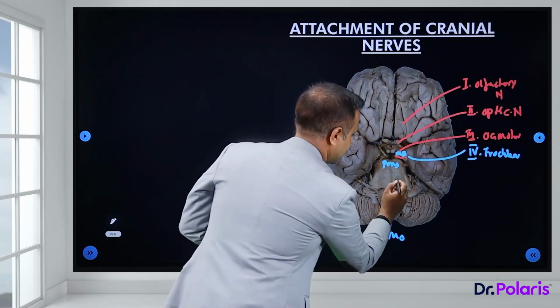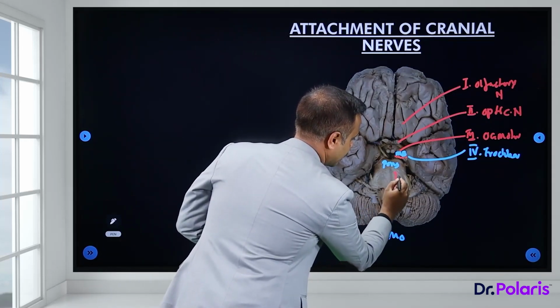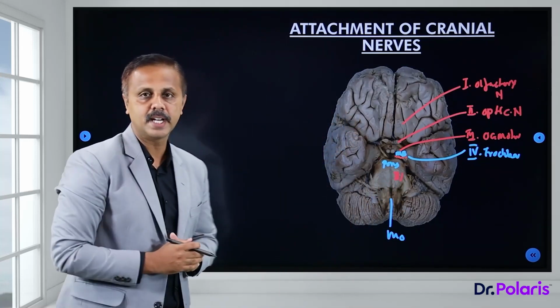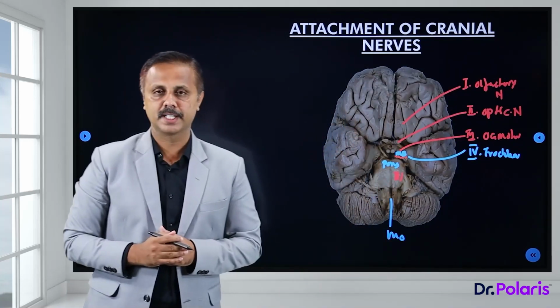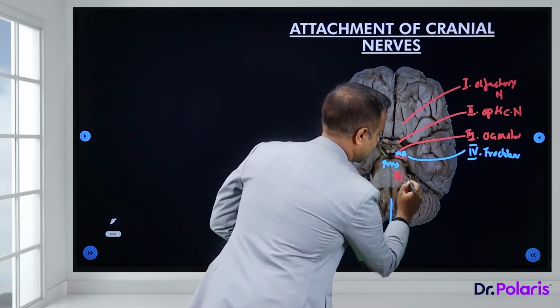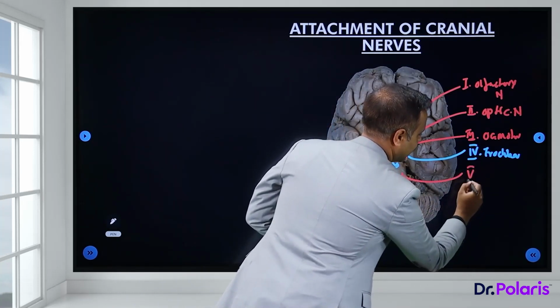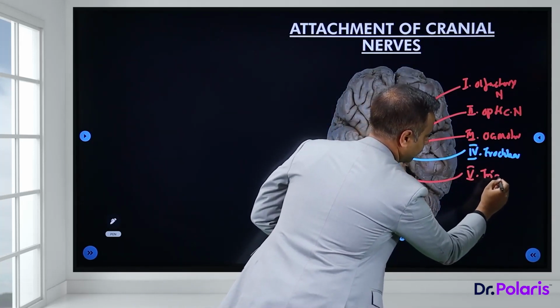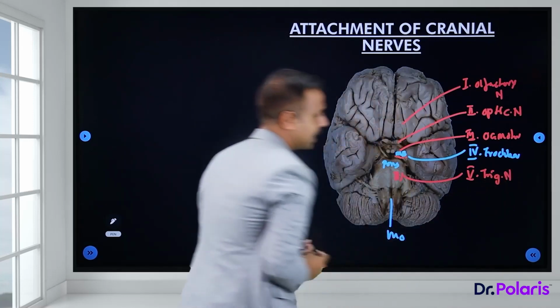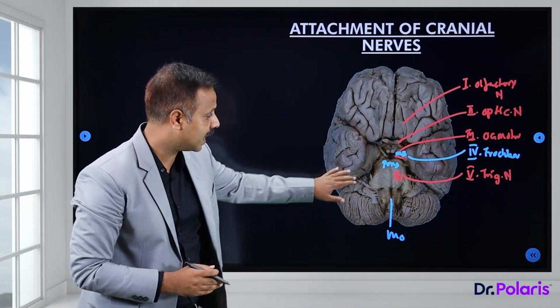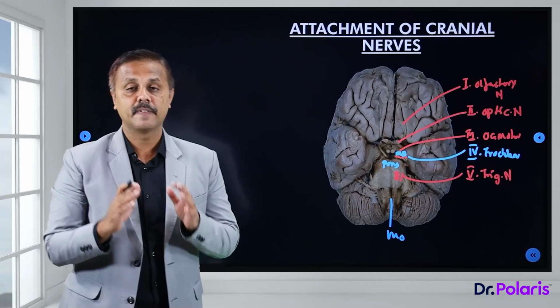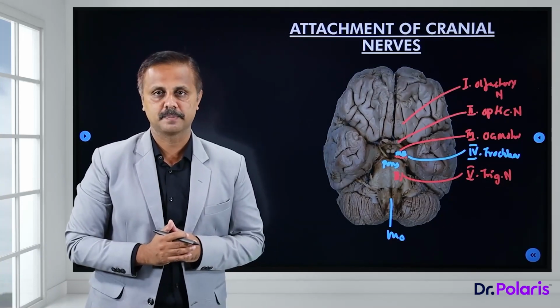The next nerve is the trigeminal nerve, which usually arises by 2 distinct roots. Right? It has a motor root and a sensory root. So this is the trigeminal nerve. Right. So where is the trigeminal nerve attached? It is attached to the ventral surface of the pons.